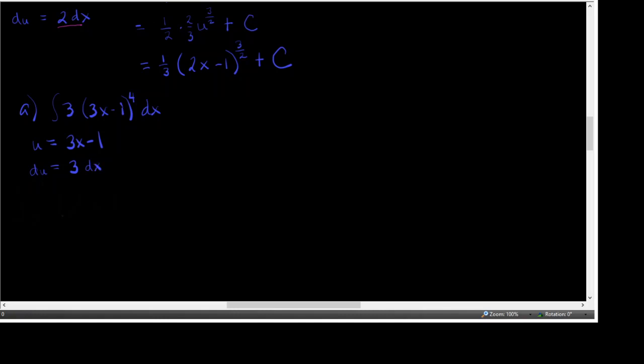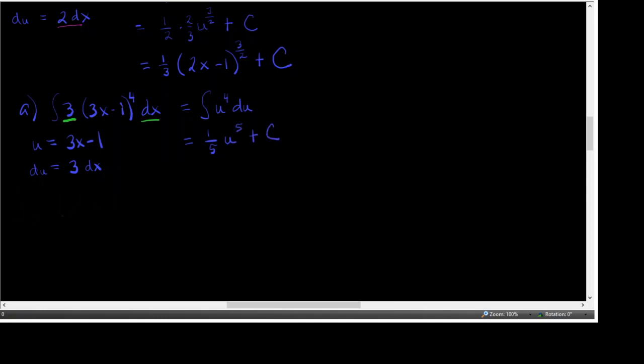Then look to see if you have that. We actually do. They're split up, but that's okay. The 3 and the dx that are already there are the du. And so this becomes the integral of u to the 4th du. The underlined green stuff is what became the du. The antiderivative of that is 1/5 u to the 5th plus c.